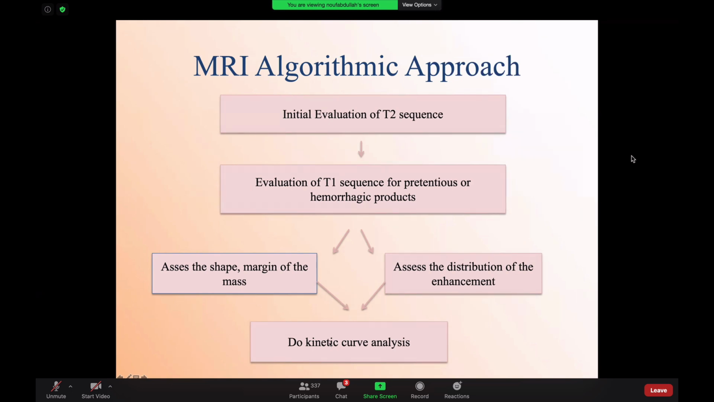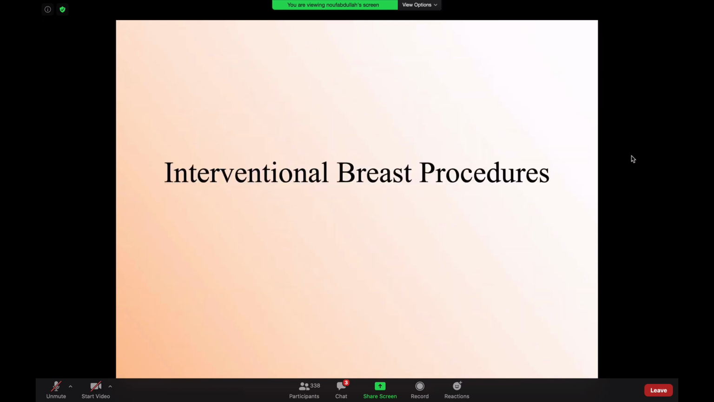And then you always keep in mind, guys, we assess morphology and kinetic. Whenever one of these is suspicious, it will upgrade the lesion. Meaning, if you have a well-defined lesion, but it has a washout kinetic, this means that this lesion is a BI-RADS 4. If you have a spiculated lesion with a progressive enhancement, this is a BI-RADS 4 or 5 lesion. So you always go by the most suspicious features, either on morphology or on kinetic curve analysis.